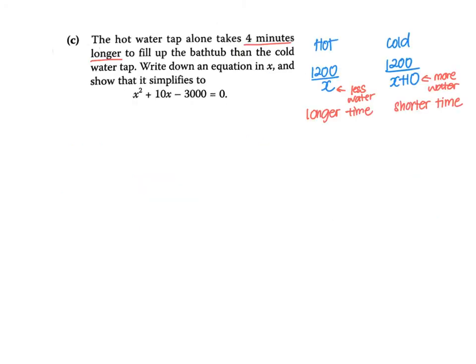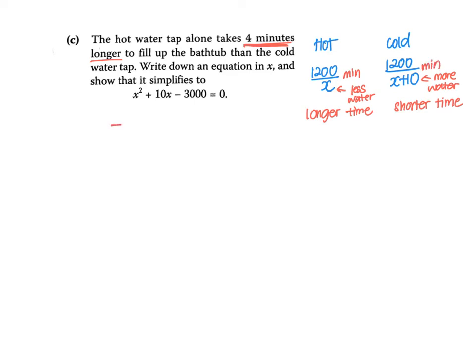A hot water tap alone takes 4 minutes longer to fill up the bathtub than the cold water tap. Write down an equation in x and show that it simplifies to the following. Now let's analyze a little bit of our information. For a hot water tap, it takes x liters per minute, so there is slightly less water, and therefore it will take a longer time to fill up the tap. But for the cold water, it has more water running through it, x plus 10. So if there's more water, it will take a shorter time. So this is 4 minutes for the difference.